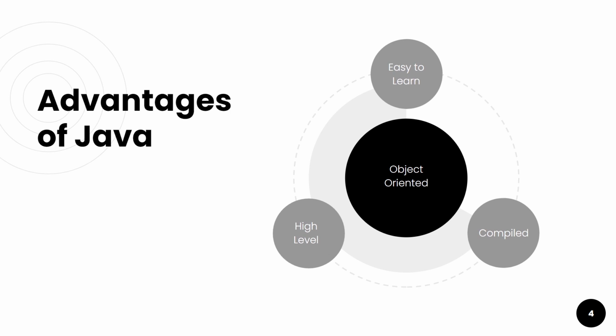The last that we are going to see is advantages of Java. Java is easy to learn. Java was designed to be easy to use and therefore easier to write, compile, debug, and learn than other programming languages. Java is object oriented. This allows you to create modular programs and reusable code.